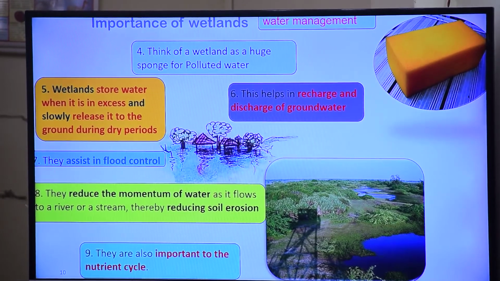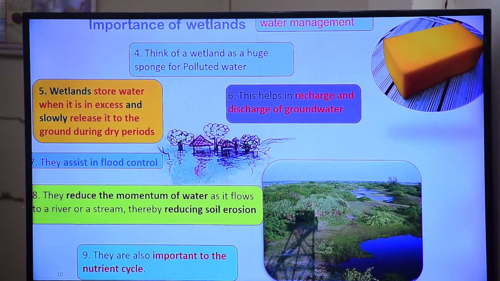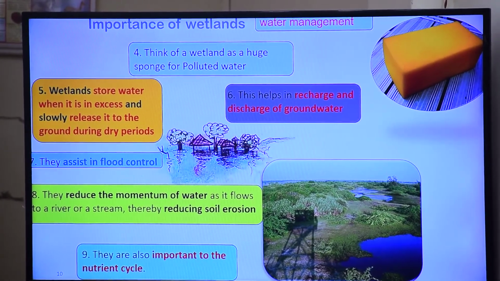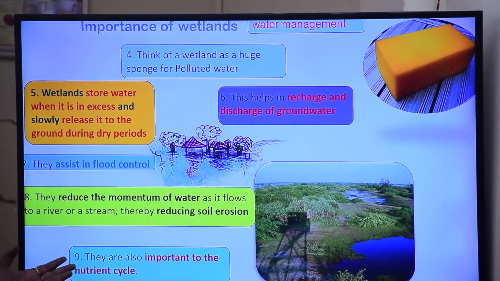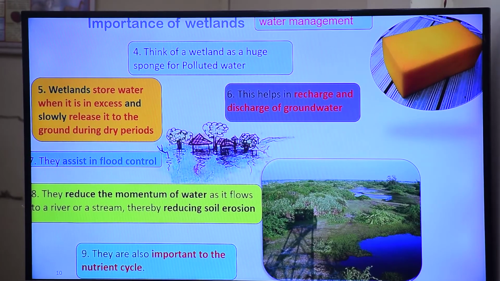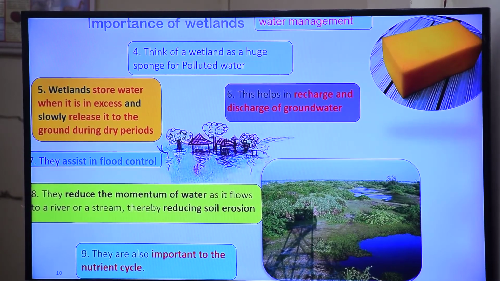जब पानी इधर जाएगा तो it started sucking it. It means, if it started sucking it, what? Reduce the flow of momentum of water. And then it is very much important to the nutrient cycle. If there is a large amount of microorganisms, they will help in what? Nutrient cycle, nitrogen cycle, carbon cycle, and you know that all these are what?